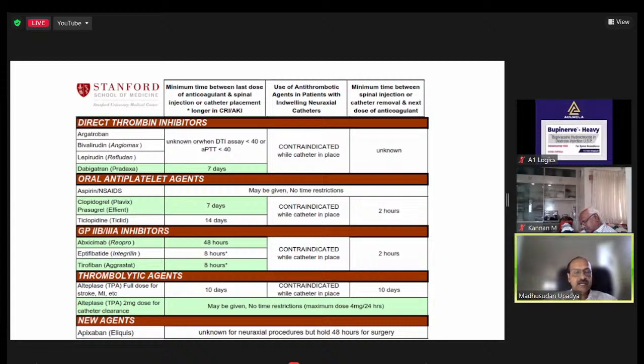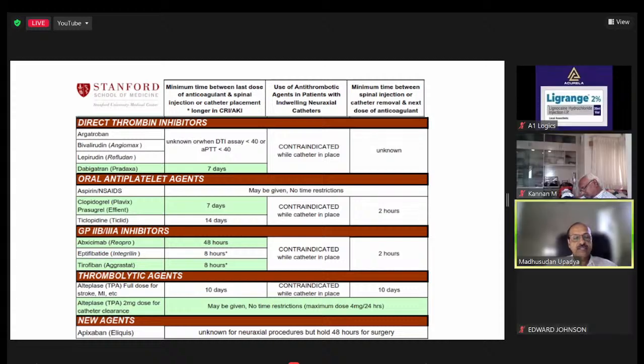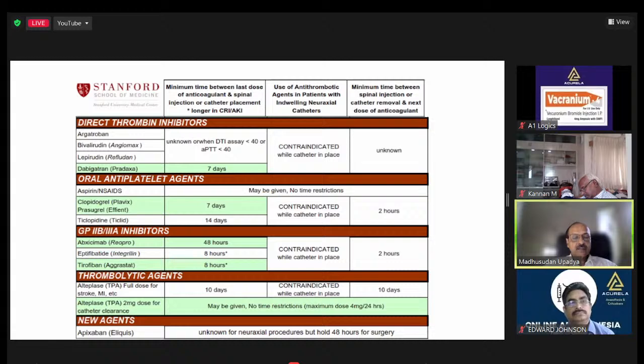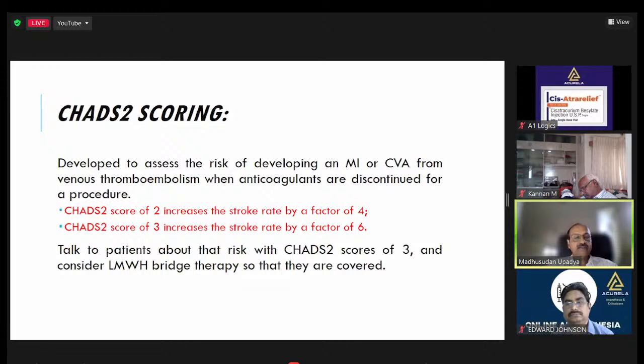Thrombolytic agents, alteplase, full dose for stroke or MI, etc.: 10 days, you are not going to attempt regional anesthesia, and you will not restart it while the catheter is in situ. Another 10 days, you don't restart the drug after the surgery or catheter removal. A 2 milligram dose, which is a small dose, can be given. There are basically no time restrictions, and the maximum dose is about 4 milligrams in 24 hours. It can be safely used, and you can still go ahead and do regional techniques.